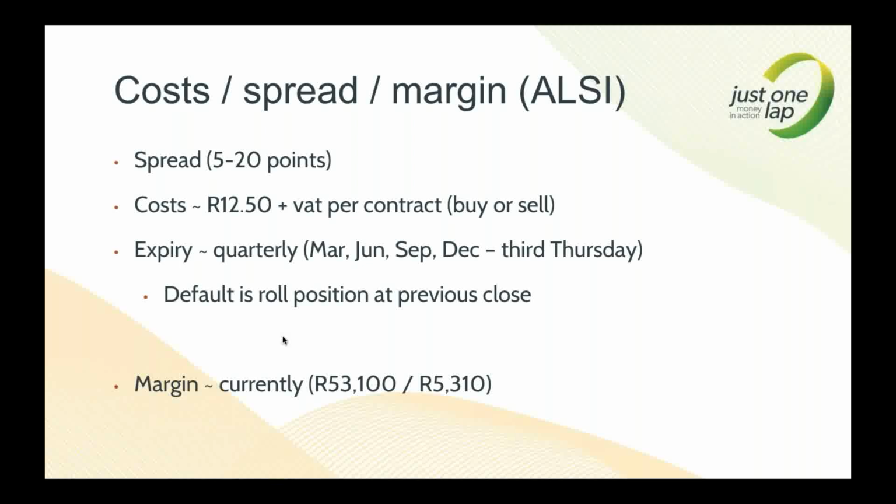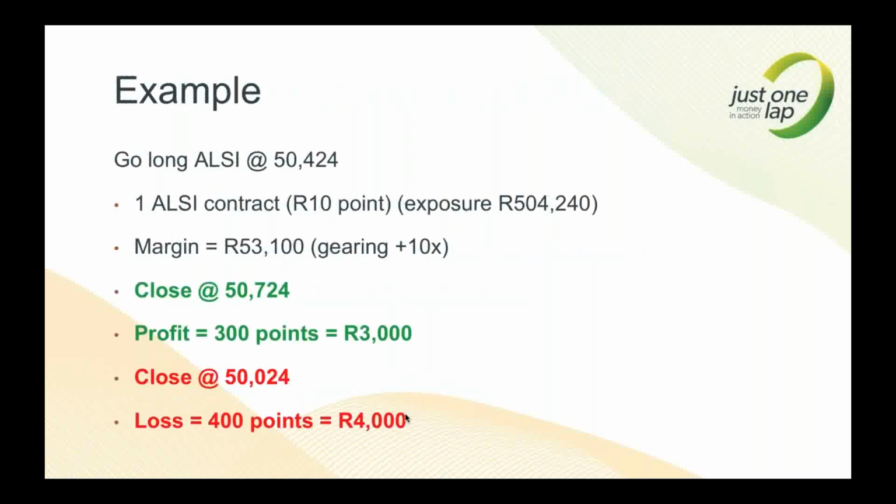Margin requirements: current margins are 53,100 for the Aussie and 5,310 for the OMI. That's exactly 10 times different because one is a 10 Rand a point contract and one is a 1 Rand a point contract. 10 times difference in the points, 10 times different in the margin. The margins are fairly chunky, but understand that your exposure is fairly chunky as well: you've got 500,000 or 50,000 Rand exposure for either 53,000 or 5,300. We'll come to an example.